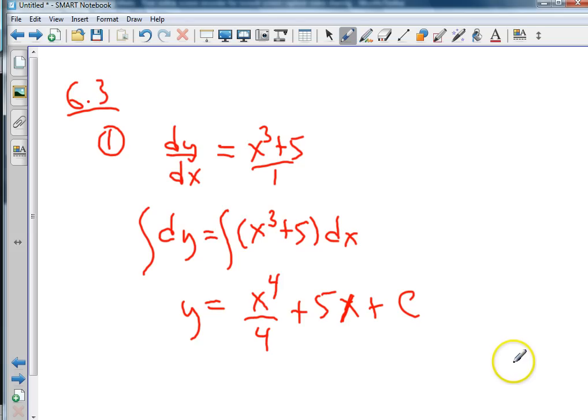Any problems with that? Now, just for fun, let's see if Bob is any good at this. Let's see, section 6.3, number 1, right? Where the hell's 6.3? I don't even know where this is. 6.3, number 1. And yeah, that's exactly what we wrote, right? x to the 4th over 4 plus 5x plus C. Ta-da!